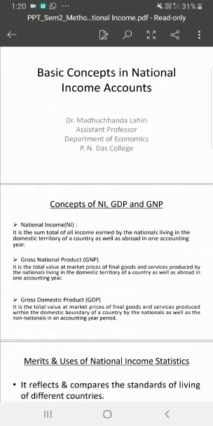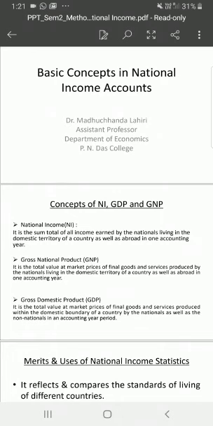And of course, we have to consider all these measures for one financial year, that is the year starting from 1st of April of a year and ending on the 31st of March of the next year. So this is the financial year, and any income that is earned by the nationals living in the domestic territory of the country as well as abroad is called the national income.